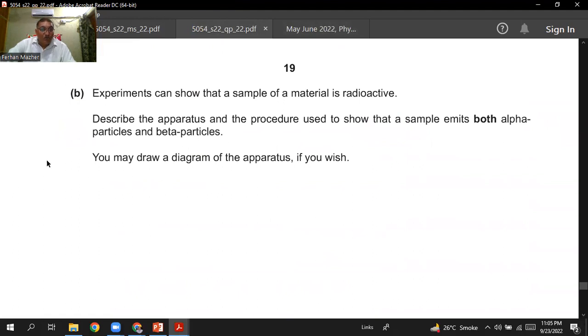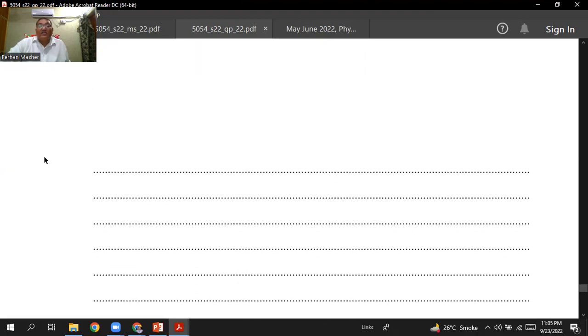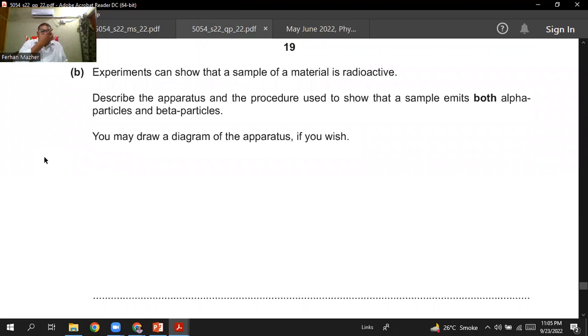It says an experiment can show that a sample of a material is radioactive. Describe the apparatus and the procedures used to show that a sample emits both alpha particles and beta particles. You may draw a diagram of the apparatus if you wish. Okay, so this is a 4-mark question. So very simple. You will take a GM tube and find out what the background radiation is. Then you will place the sample in front of the GM tube, just a few centimeters away, and note down the reading of the radiation coming on the GM tube.